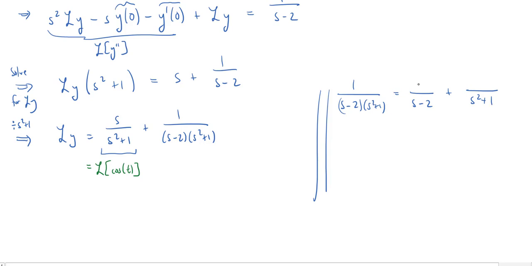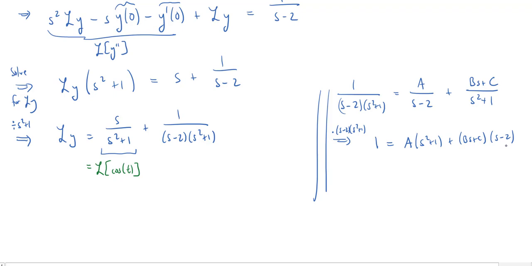However, in the numerators, we get a constant over the linear piece, but over a quadratic, we need to have our own linear piece, so some Bs plus C. All right, we can clear denominators, multiplying through by s minus 2 times s squared plus 1. That'll give me 1 equals A times, well, the s minus 2's will cancel, and I'll get s squared plus 1. And then over here, I'll have Bs plus C times, now the s squared plus 1's cancel, s minus 2.